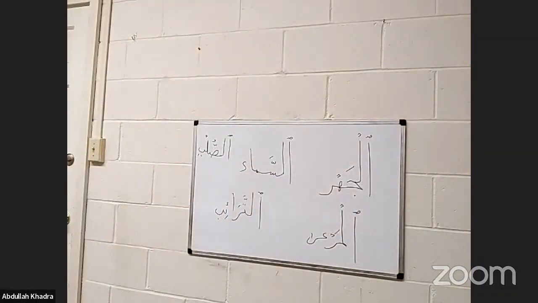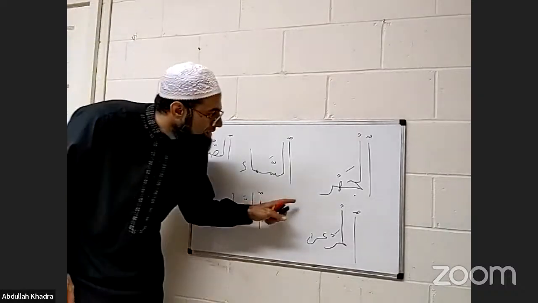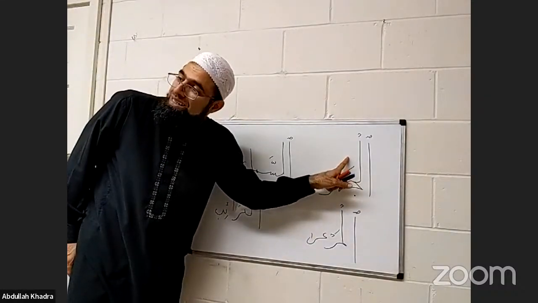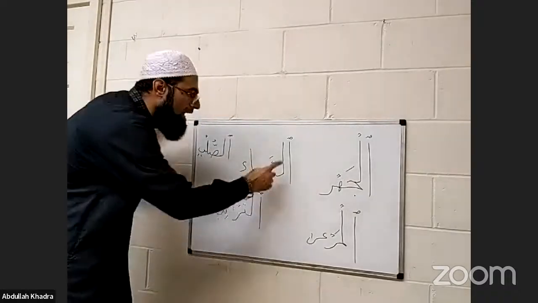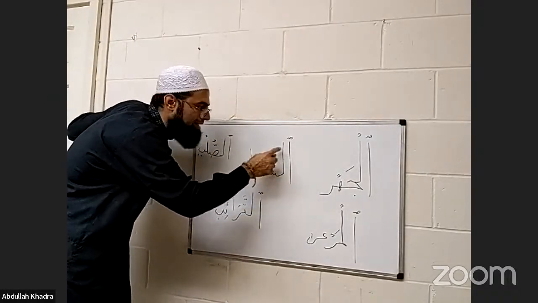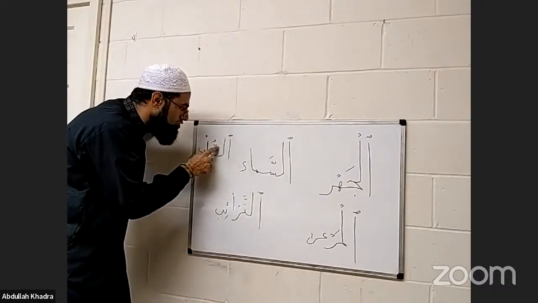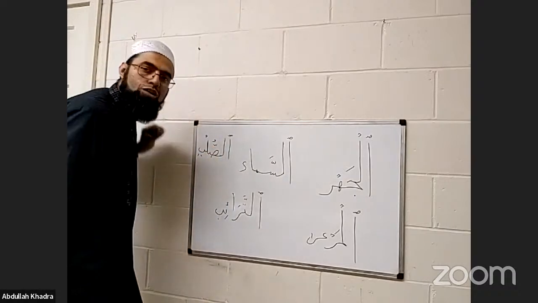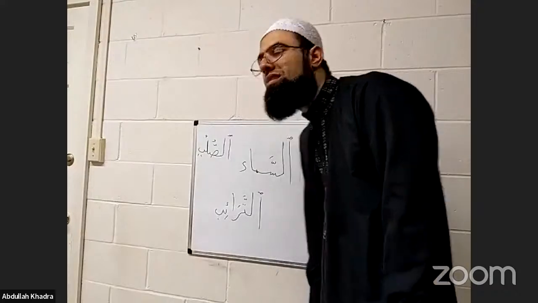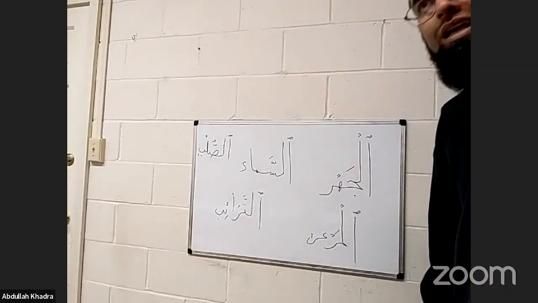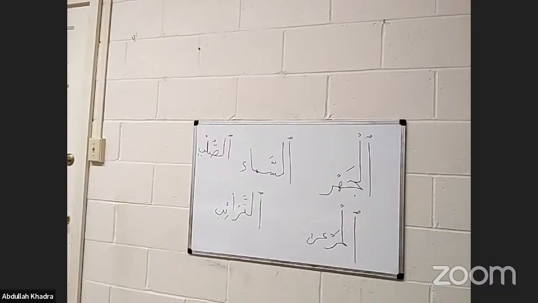Now, focus with me here. What about this lam? Shall I say al-jahr or aj-jahr? Shall I say al-sama or as-sama? Shall I say al-sulb or as-sulb? How do I know? Who can tell me? Who can teach me? Yalla, Saleh, how do I know?